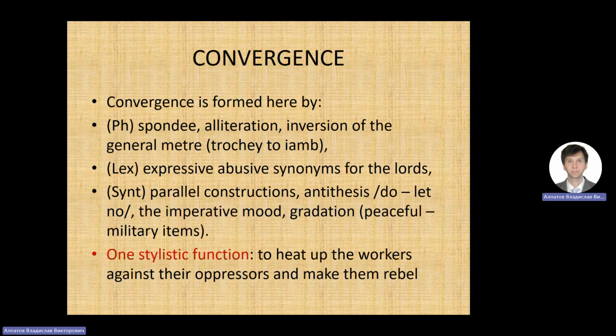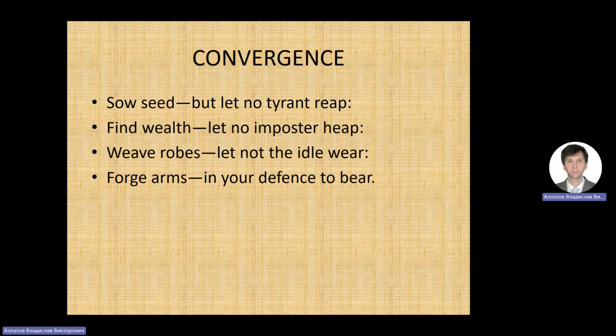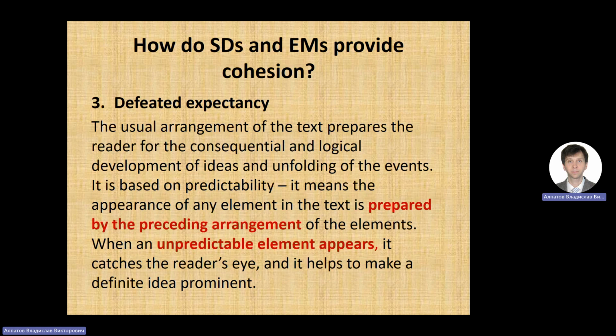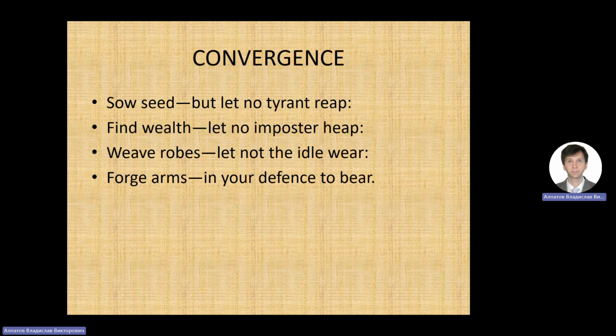So what does he use? He uses spondee, which he hadn't used much before: Sow seed, find wealth. Simultaneously, he uses the imperative mood. He uses alliteration, sow seed. He uses abusive synonyms for the Lord: tyrant, impostor, idle. He concentrates them all in one and the same stanza. And he also uses negation three times: no tyrant, no impostor, let not the idle wear.